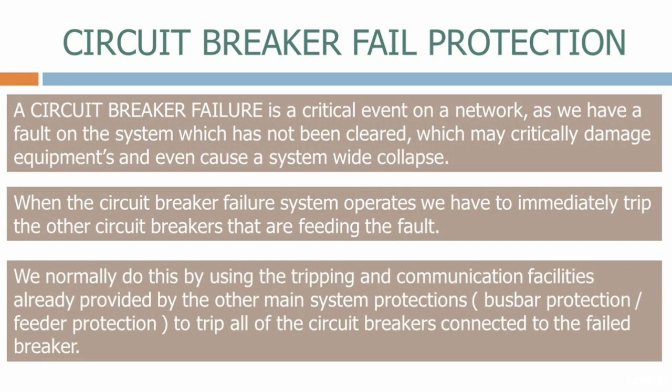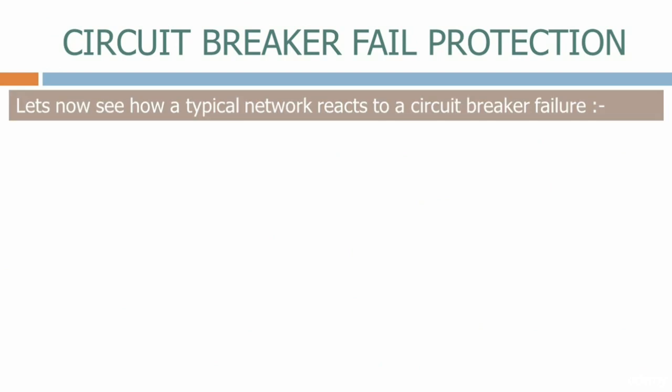We normally do this by using the tripping and communication facilities already provided by the other main system protections, for example busbar protection or feeder protection, to trip all of the circuit breakers connected to the failed breaker. Let's now see how a typical network reacts to a circuit breaker failure.